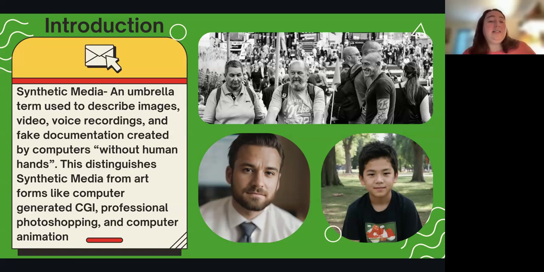And this allows us to distinguish synthetic media from things like computer-generated CGI in movies, which is created by vast special effects teams, professional photoshopping, and things like computer animation. These are all considered human artistic endeavors.